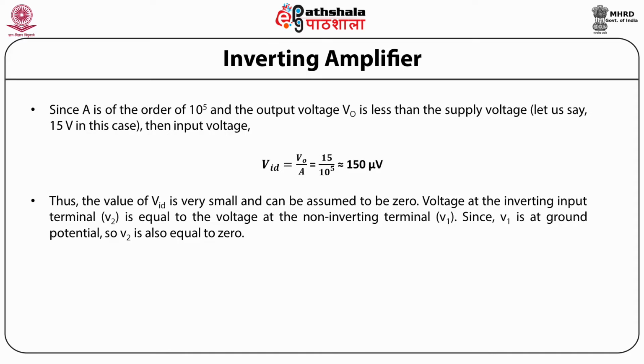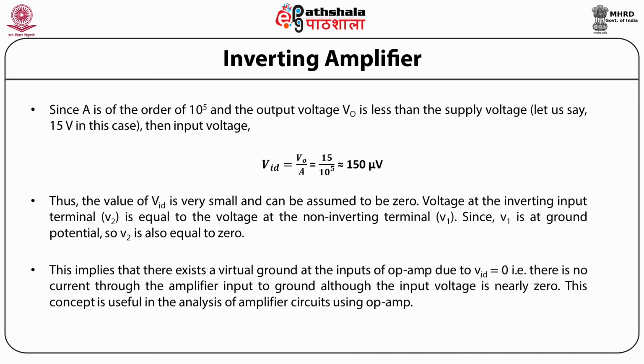Voltage at the inverting input terminal V2 is equal to the voltage at the non-inverting terminal V1. Since V1 is at ground potential, V2 is also equal to 0. This implies that there exists a virtual ground at the inputs of the op-amp due to Vid equals 0, that is, there is no current through the amplifier input to ground, although the input voltage is nearly 0. This concept is useful in the analysis of amplifier circuits using op-amp.